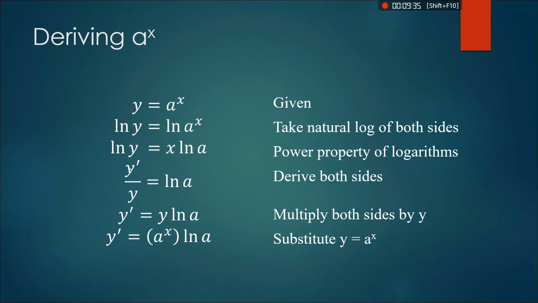So if I derive this normally, on this side, if I derive natural log of x, I get 1 over x, and then with chain rule I would multiply by x prime, right? So if I derive natural log of y, I would get 1 over y times y prime.